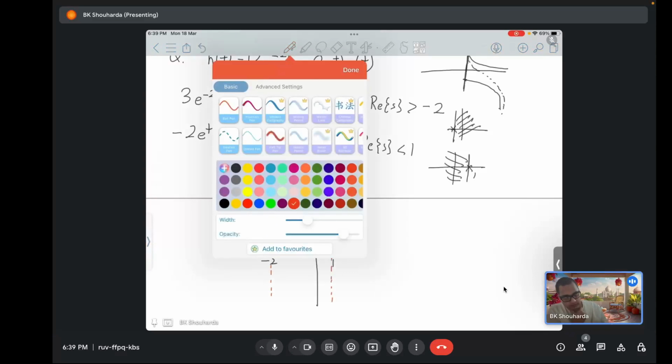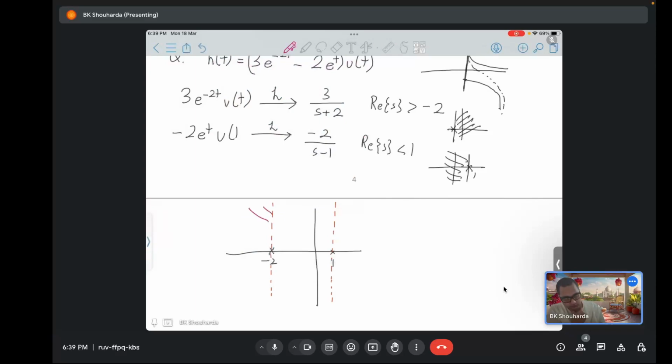So the first ROC will be over here, sigma less than minus 2. What does that become? That makes the system unstable because the j omega axis is excluded, and causal, anti-causal or non-causal? It's anti-causal because it's toward the left side.